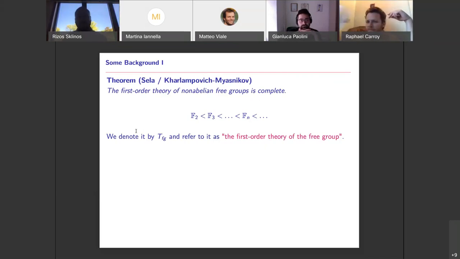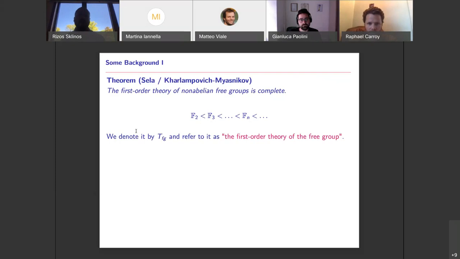What originated the study of non-abelian free groups from the perspective of model theory was a question of Tarski posed around the 1940s, and it proved to be a very hard question to tackle. So it was only more than 50 years later, in 2001, that Sela and Kharlampovich-Myasnikov answered in the positive the question of whether non-abelian free groups share the same common first order theory.